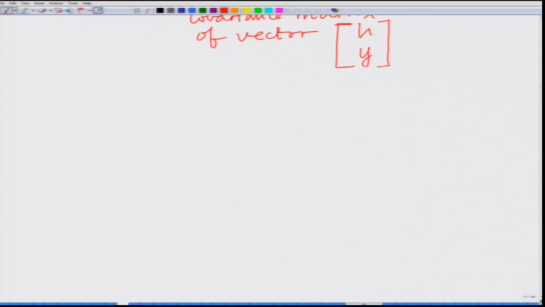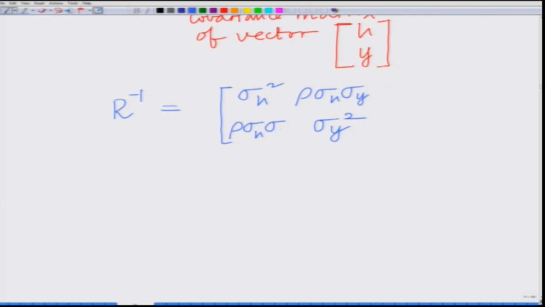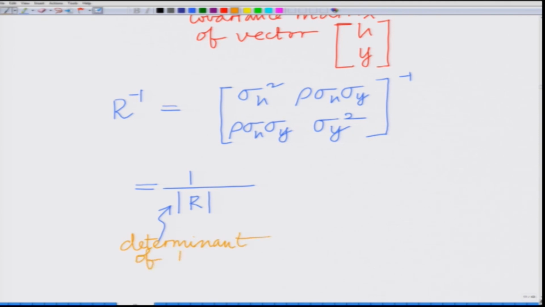Of course, we also need R inverse, the inverse of this covariance matrix with entries sigma h square, rho sigma h sigma y, rho sigma h sigma y, sigma y square. It is given as 1 over the determinant of this matrix R times the inverse of this 2 cross 2 matrix, where we interchange the diagonal elements and take the negative of the off diagonal elements, minus rho sigma h sigma y. This is the inverse of the matrix.